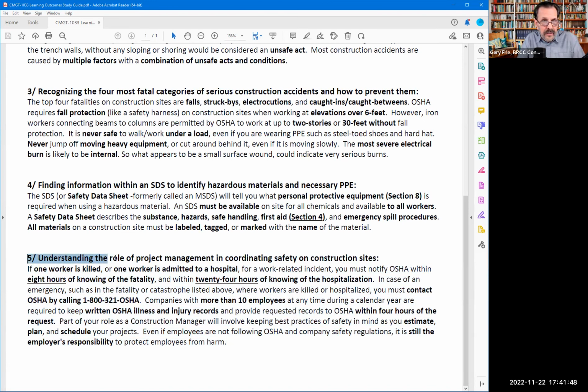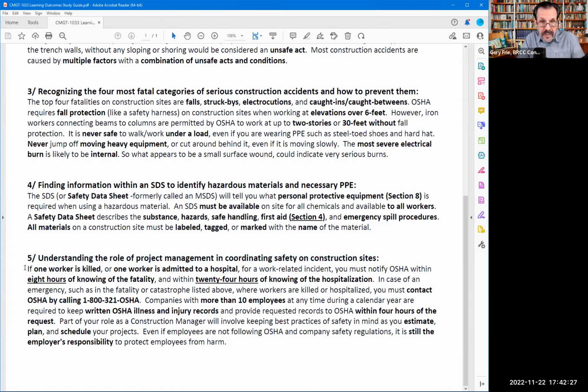Let me get to the headline. It says, understanding the role of project management in coordinating safety on construction sites. You know, the real reason we have this safety course within our construction management degree is because you, as part of management, have an obligation to protect the people who work under you, the people that you are managing in any way, shape, or form. This is a very important responsibility that you have. And yet you are also an employee, so you have these rights, but you have these obligations.